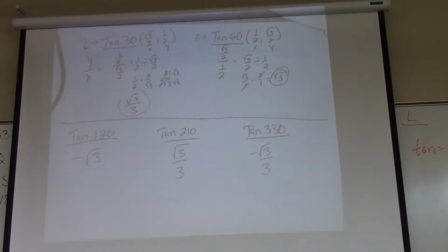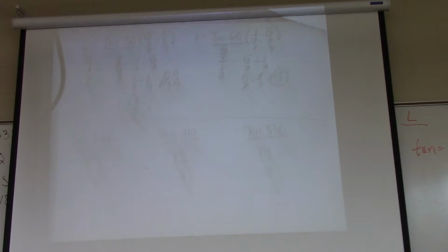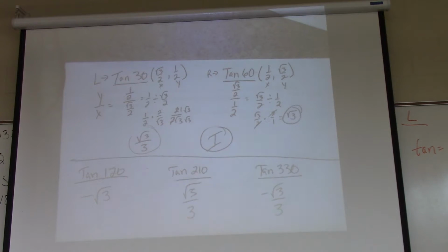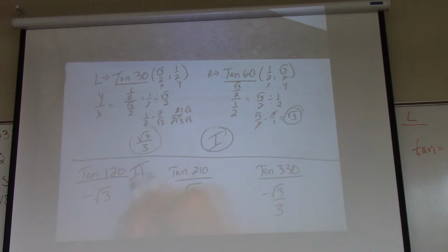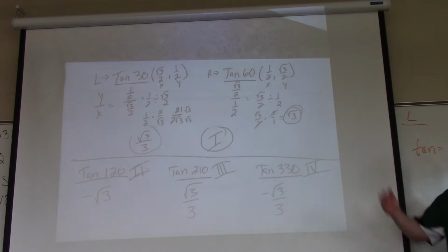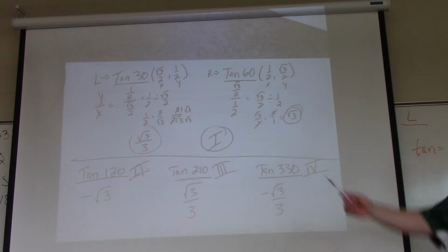Now hold on a second. These two values I did first were in the first quadrant. This is in the second quadrant. This is in the third quadrant. And this is in the fourth quadrant, which I did intentionally. What do you notice between those values?